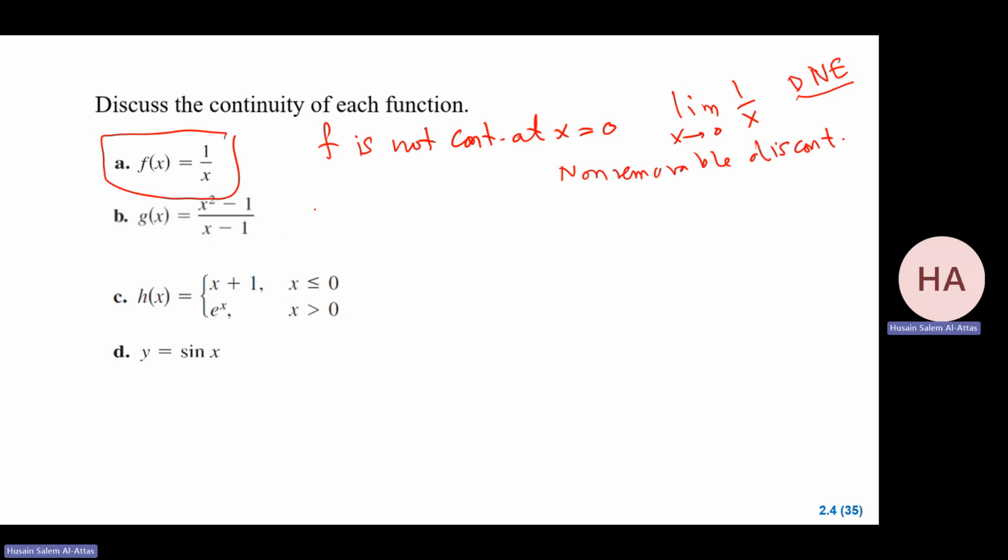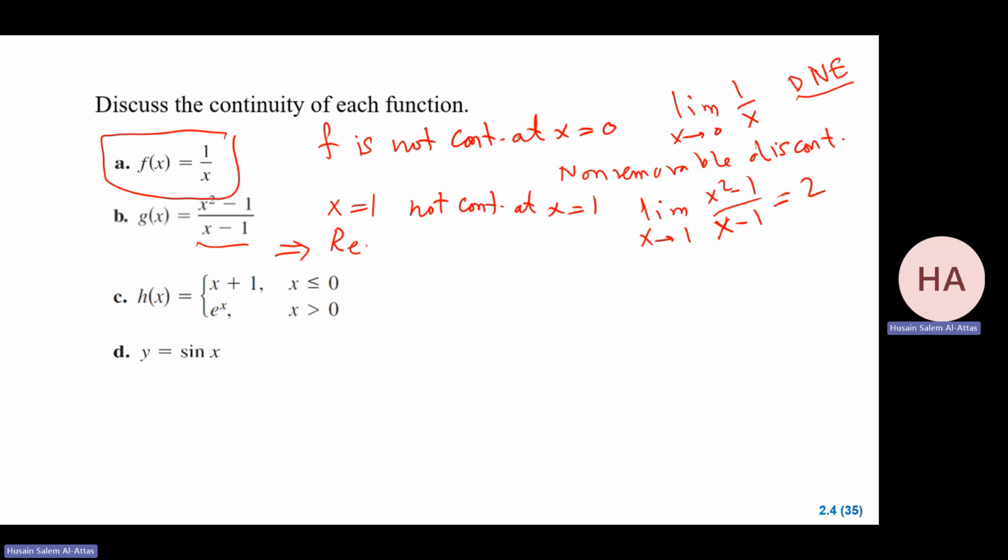Take the second one. At x equals 1, we have a problem, not continuous. Why? Because it's not defined at 1. So check the limit. This one, we did it actually. I'm getting 2. So the limit exists. That means I have what? Removable discontinuity. It's discontinuous, but it's removable.